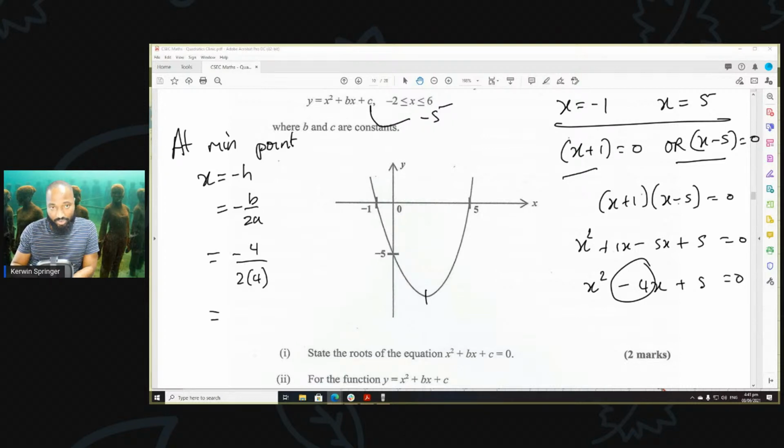This one is a little different. Is that correct? 2a, what is a? a is 1. a is 1. Yeah, so this is -(-4) on 2. So this is going to be 2. So the minimum point is always just -h according to when you complete the square. And when you complete the square, h is b on 2a. So this is a question where using the formula helps you, instead of going and completing the whole square just to get what h is, you just whip out what h is and you get the x value of the minimum point. How you all feel about that?